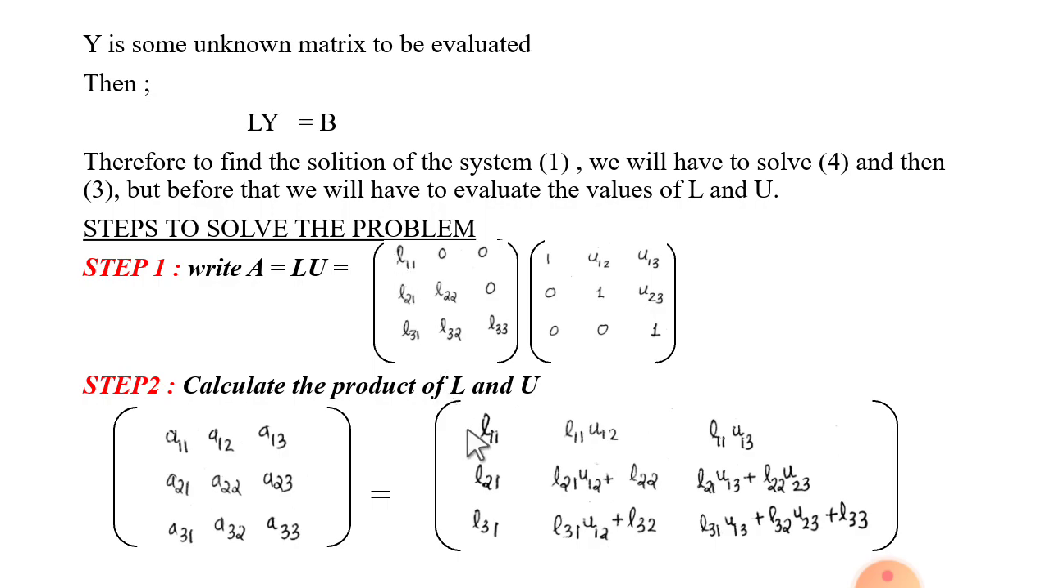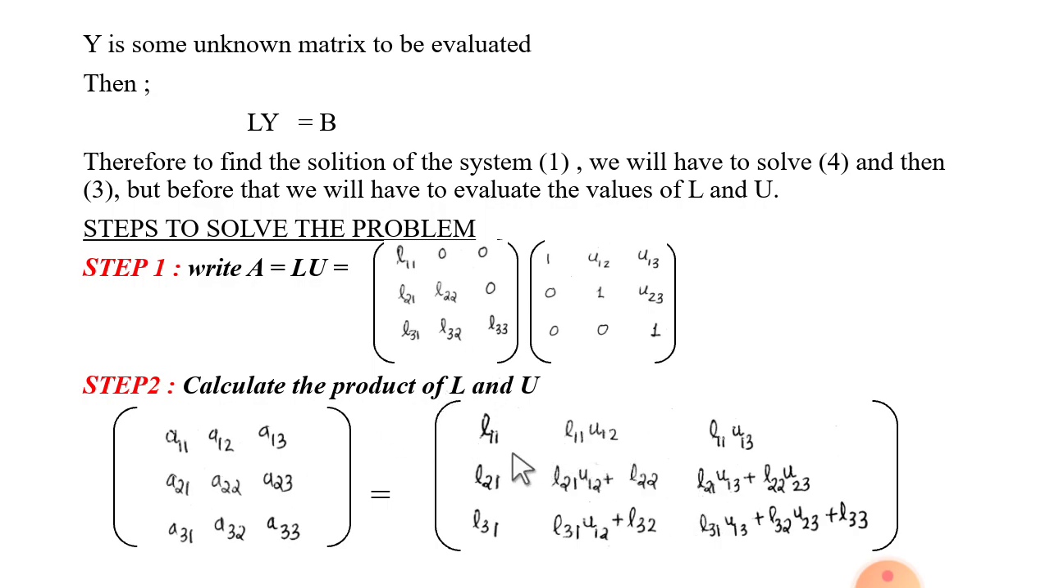In order to get L11, you multiply this row with this column. And to get this, you multiply this row with this column. Similarly, to get this, you multiply this row with this column. And to get L21 U12 plus L22, then L21 U13 plus L22 U23, you multiply this row with these columns. That is nothing but matrix multiplication. So we have already learned about matrix multiplication in the lower classes, isn't it?